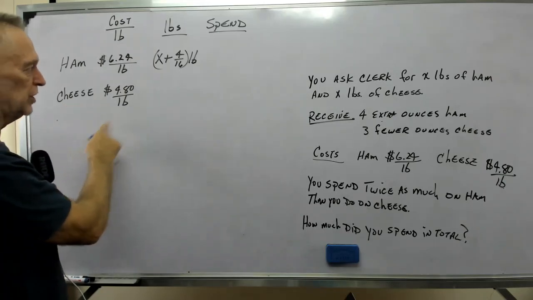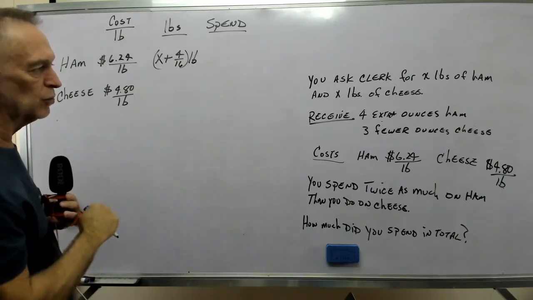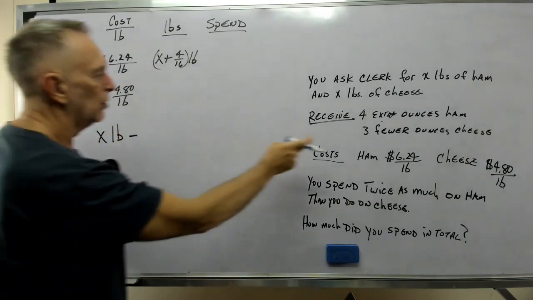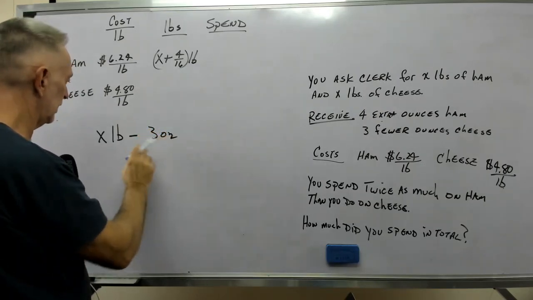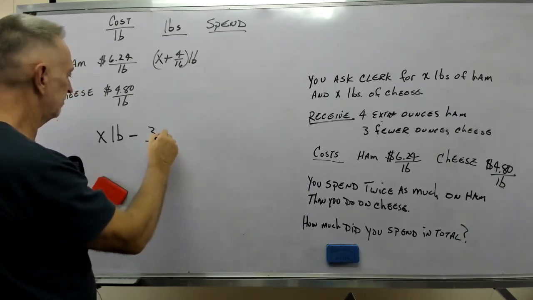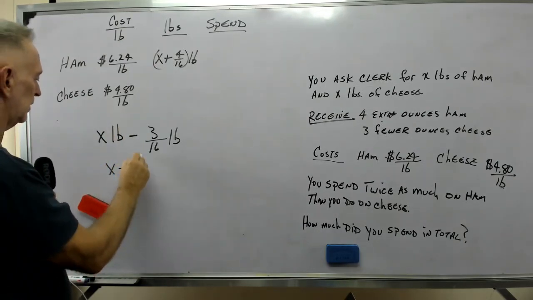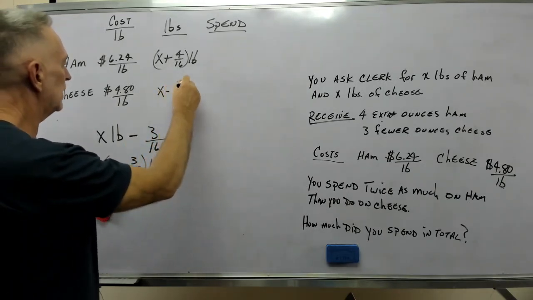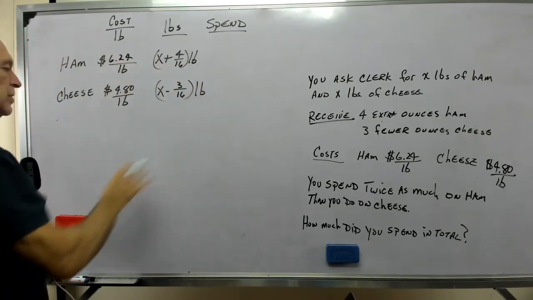All right, let's work with the cheese and figure out what's the equation for how much we bought. So we have X pounds, in this case, minus 3 ounces. We can do that same thing again. That's going to be 3/16 of a pound, right? So if we simplify that, X minus 3/16 pounds. All right, that gets all of our equations here.